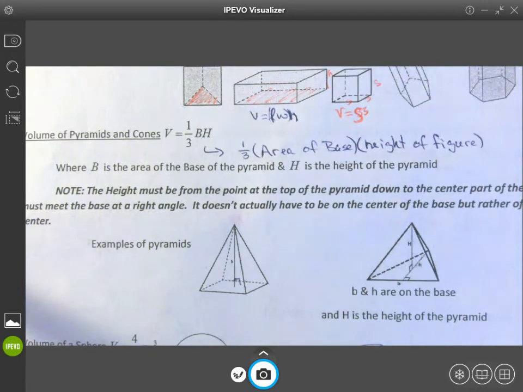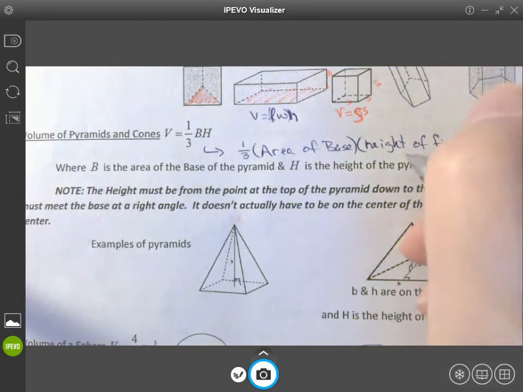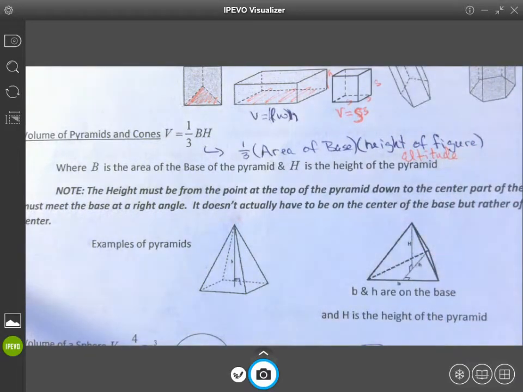And the height of the figure has to be an altitude. So I'm going to add that in there. It's got to be the altitude, not the slant height. But other than that, you're doing the same thing we did before. We just need 1/3 of it. All right, are we good on the formula sheet?